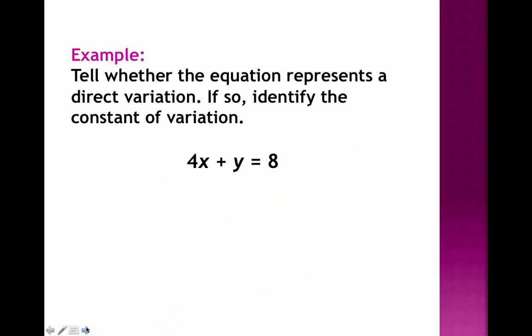Let's look at another example. I've got this example, 4x plus y equals 8. Again, I'm going to need to solve for y to see if it fits in the form y equals kx. I'm going to subtract 4x from both sides. And I've got y equals negative 4x plus 8. Well, notice I've got this plus 8 part, which means I do not have a direct variation. I've got a y-intercept of plus 8. If it's not coming from the origin, or running through the origin, this is not a direct variation.